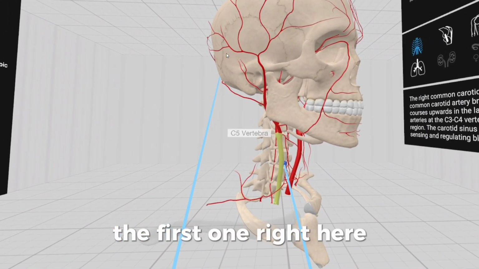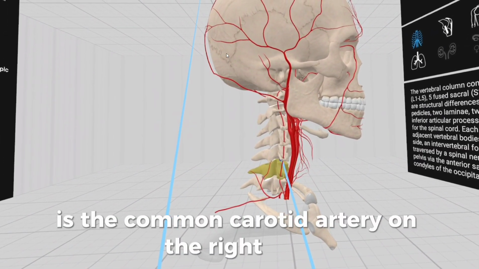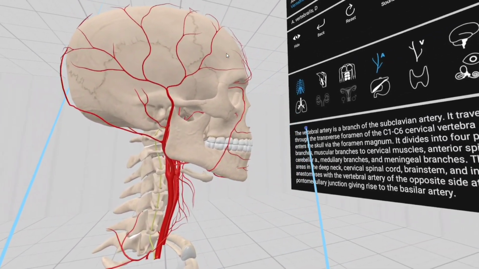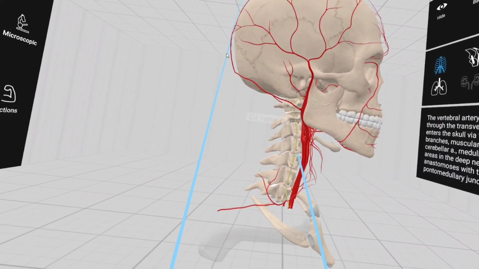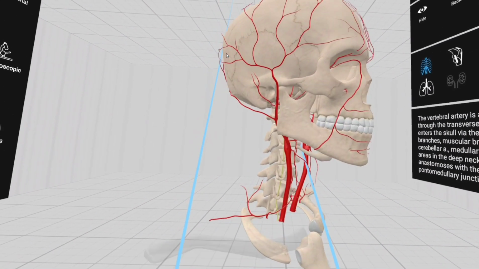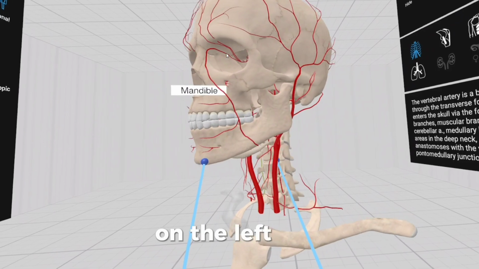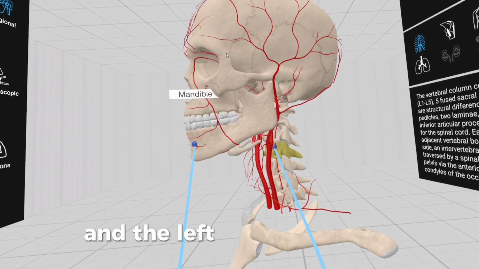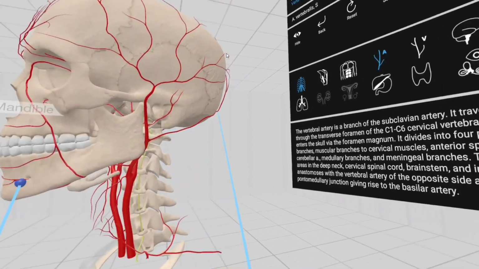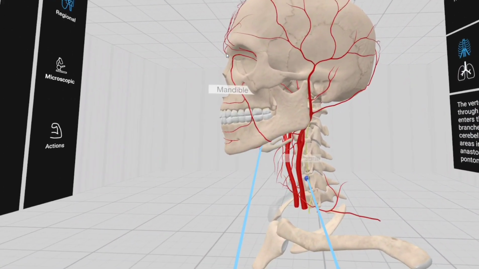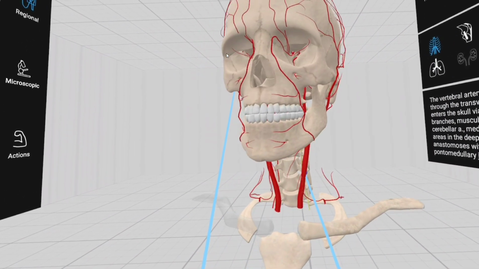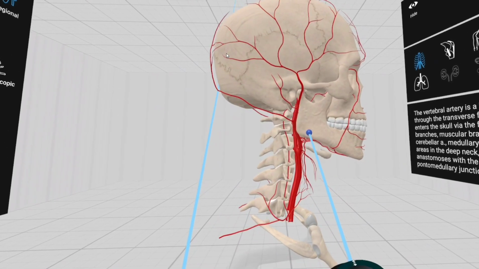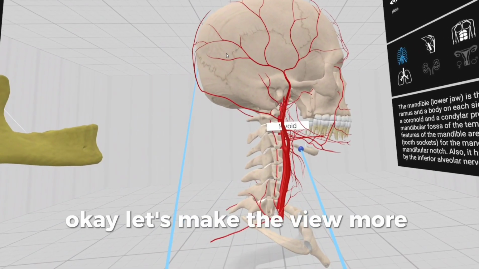The first one right here is the common carotid artery on the right side and the vertebral artery on the right side. On the left side, we have the left common carotid artery and the left vertebral artery. Okay, let's make the view more clear.